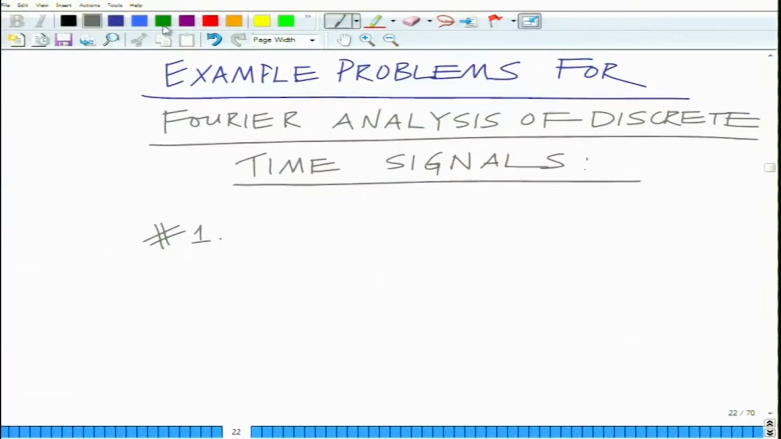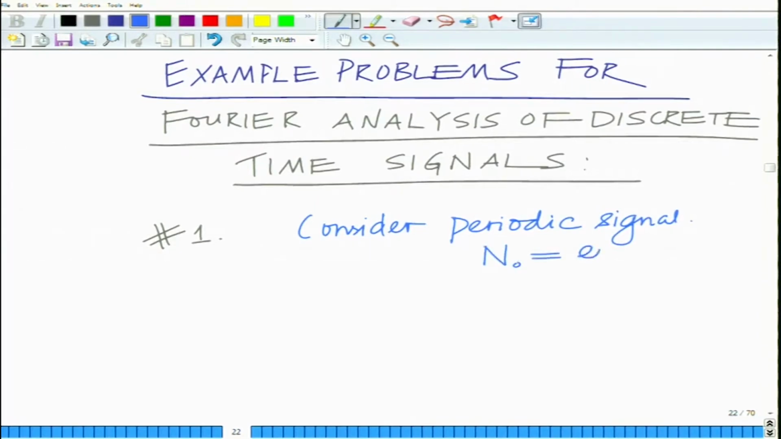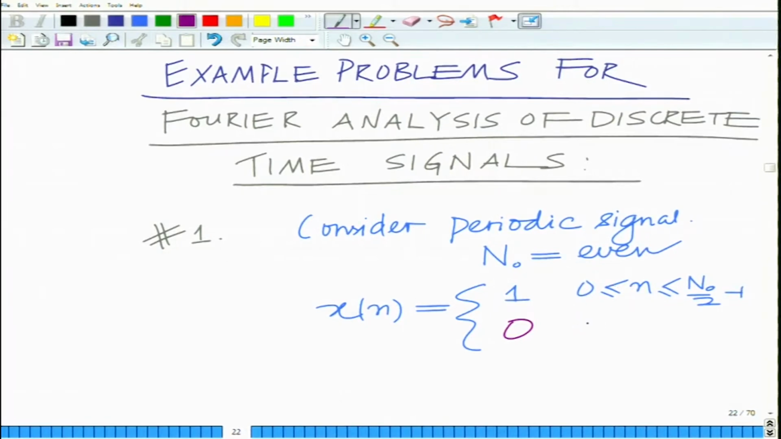Let us look at the first problem. Consider a periodic signal with period N naught, which is even. x[n] in a single period is given as x[n] equal to 1 for 0 less than or equal to n less than or equal to N naught over 2 minus 1, and it is 0 for N naught by 2 less than or equal to n less than or equal to N naught minus 1.